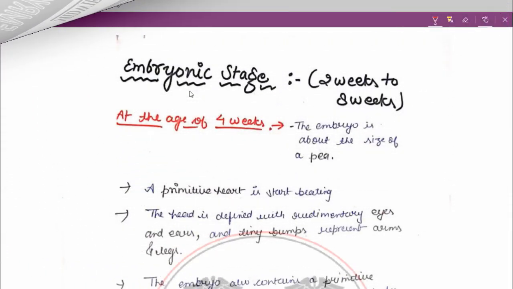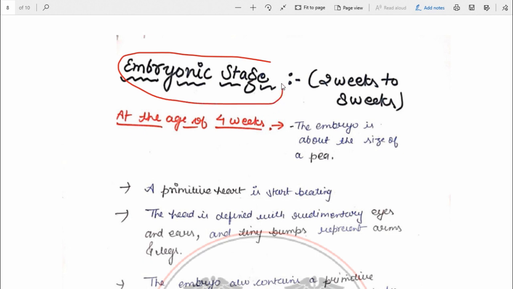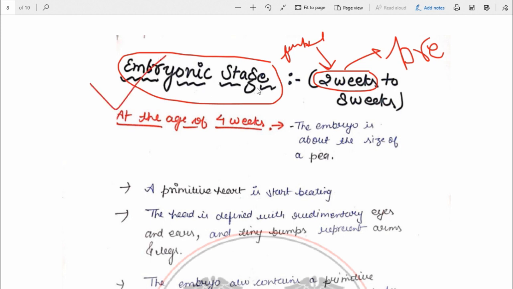Let's start it. So friends, let's start today's lecture with the topic embryonic stage. As you all know, we completed the pre-embryonic stage of fetal development in the previous class. So the pre-embryonic stage started from where? From fertilization till 2 weeks. That was the pre-embryonic stage. Now we are going to study the embryonic stage. So from where will it start? From 2 weeks to 8 weeks, because the pre-embryonic stage ended at 2 weeks. So from 2 weeks, the embryonic stage will start.